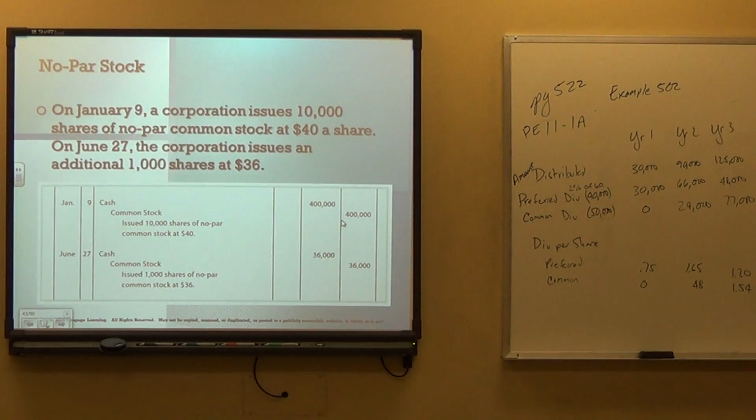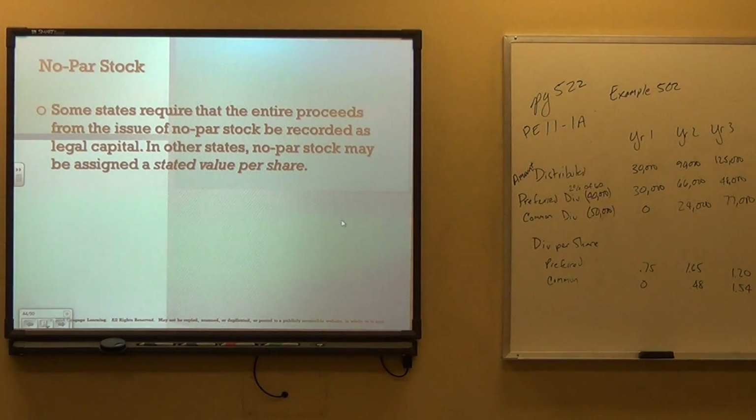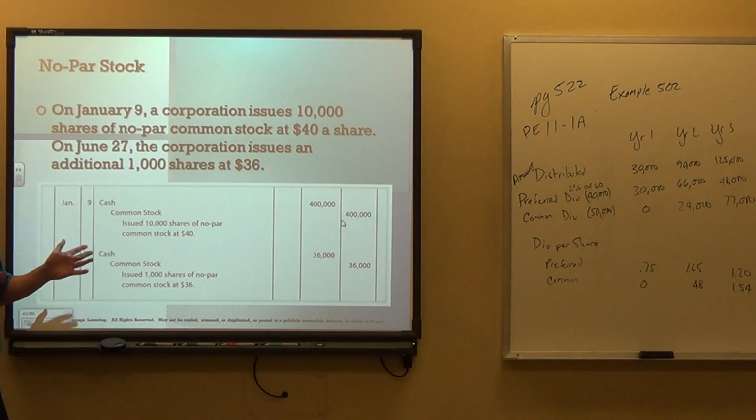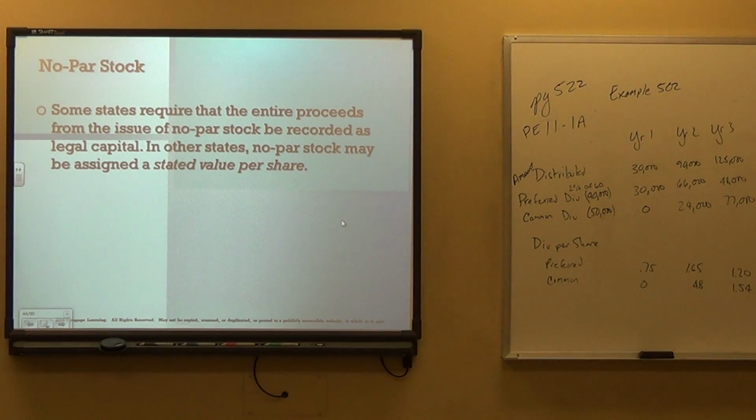Questions? So no par just means everything's common. Yeah, everything will go into common. So you don't have that additional paid-in capital. You just have the common stock. So it makes it a little easier that way. You'll see some other ways out there, though.